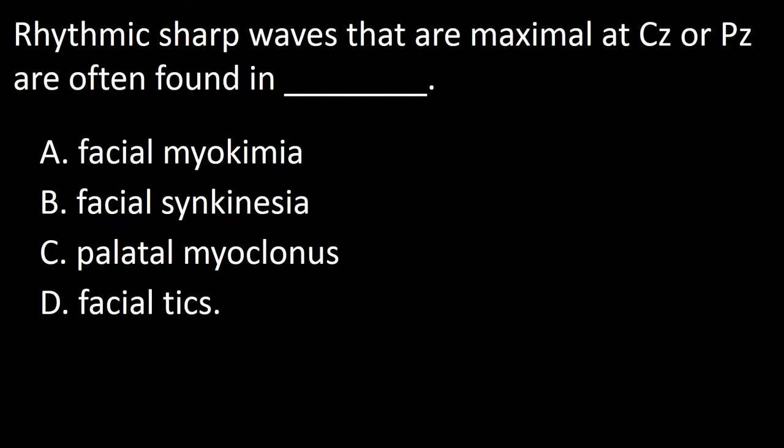Next question. Rhythmic sharp waves that are maximal at CZ or PZ are often found in A. facial myokymia, B. facial synkinesia, C. palatal myoclonus, D. facial tics.